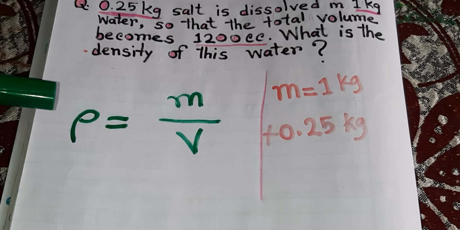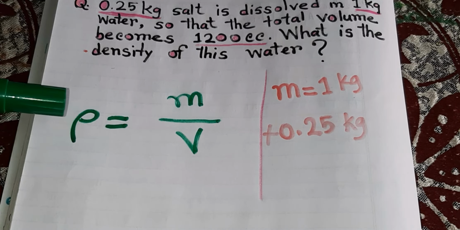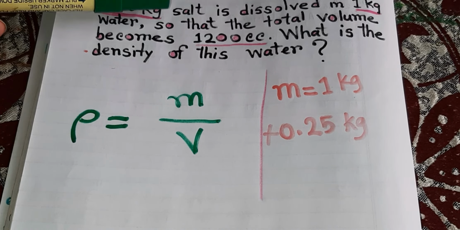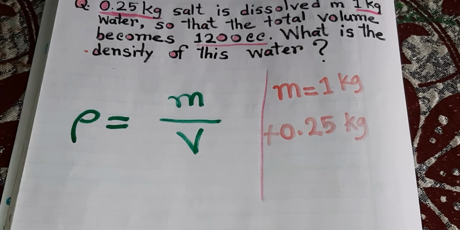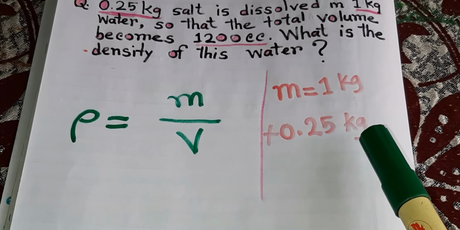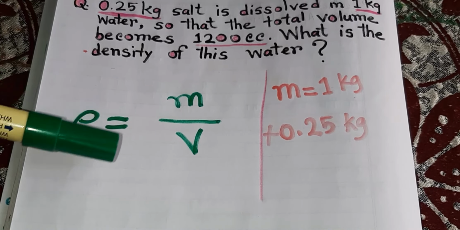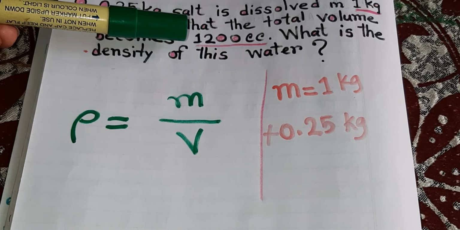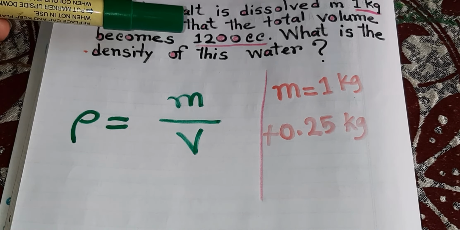We know that density is the amount of mass per unit volume. Here the mass m is 0.25 kilogram of salt dissolved in 1 kilogram of water. So we need to add 1 kilogram and 0.25 kilogram of salt. Here is the salt and water mass, and the total volume becomes 1200 cc, that is given here. So we will write here.